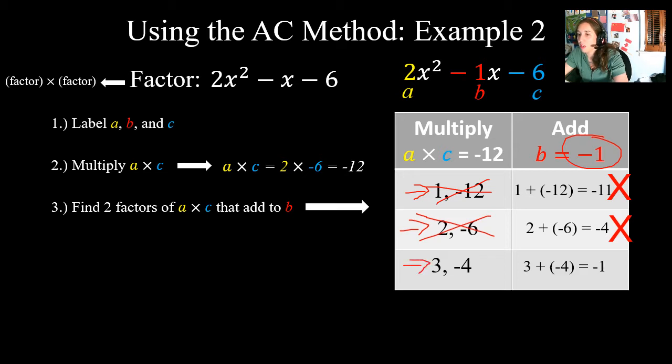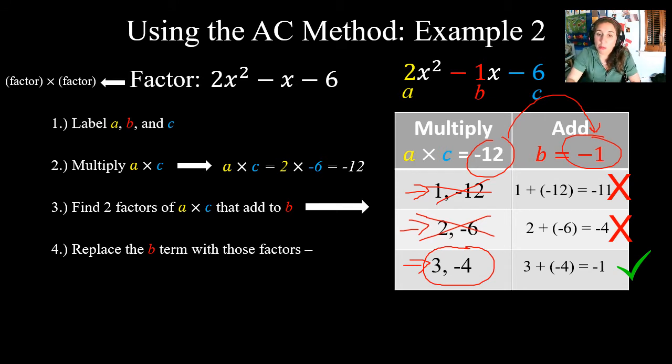Let's try 3 plus negative 4. 3 plus negative 4 does add to negative 1, so that is indeed the pair of numbers that I am looking for, okay? So I found my factors of 12 that added to negative 1, okay? Now I can move into my next step. I'm going to replace the b term with those factors, okay? So that will give me 4 terms so that I can do factor by grouping.